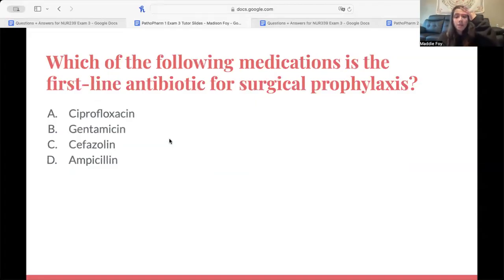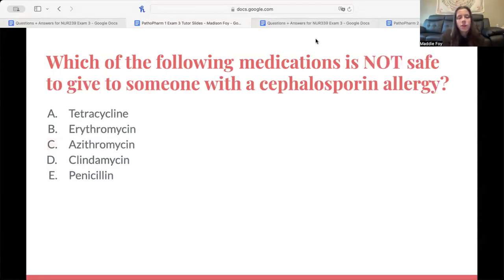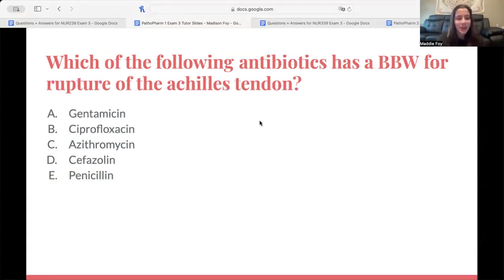Okay, so here's another question for us. Which of the following medicine is the first line antibiotic for surgical prophylaxis? Yeah, you guys are all saying C, and you are correct. C is going to be that surgical prophylaxis given 1 hour before a surgical incision is made. Which of the following medications is not safe to give to someone with a cephalosporin allergy? Yeah, you guys all got that. I also said it, but you got that, and that's important to know.